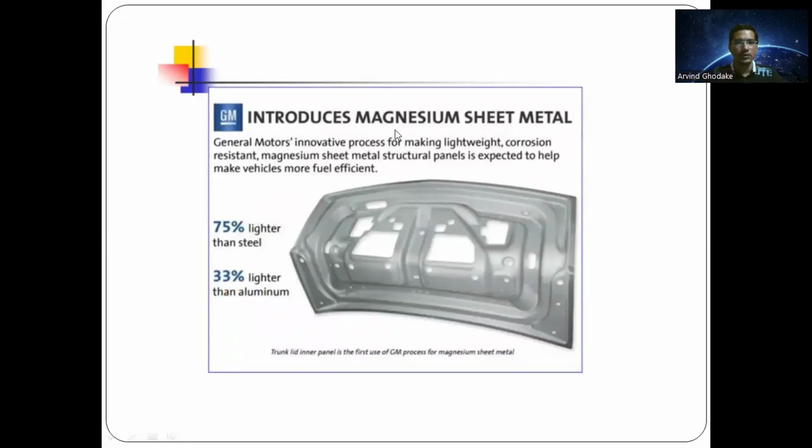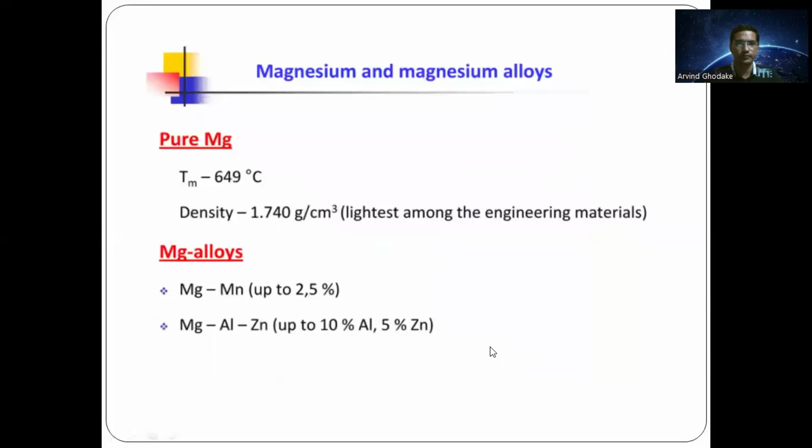Then magnesium sheet metal. General Motors innovates the process of making lightweight, corrosion resistant magnesium sheet metal. Structural panels are expected to help make the vehicle more fuel efficient. It is 75% lighter than steel and 33% lighter than aluminum.